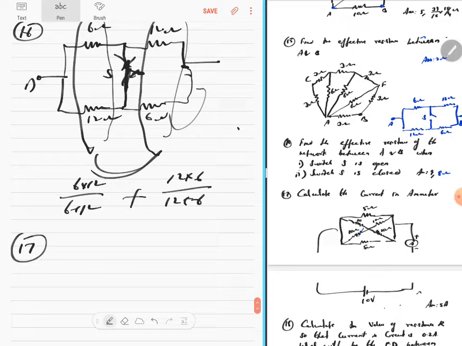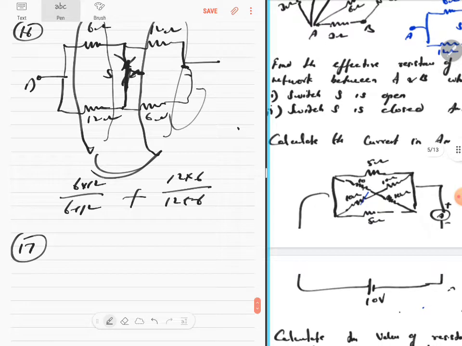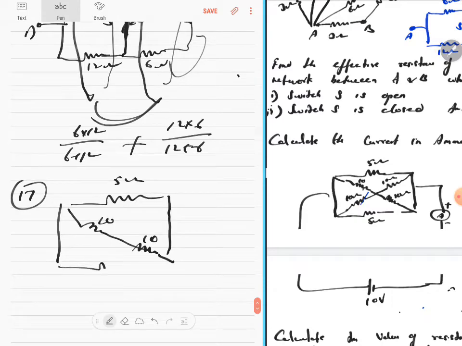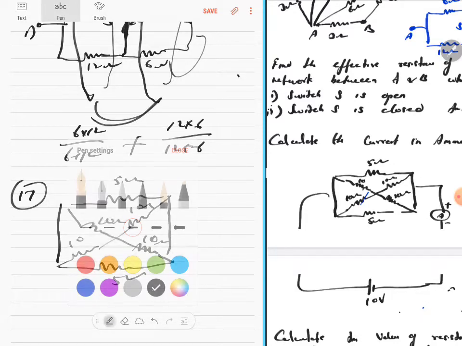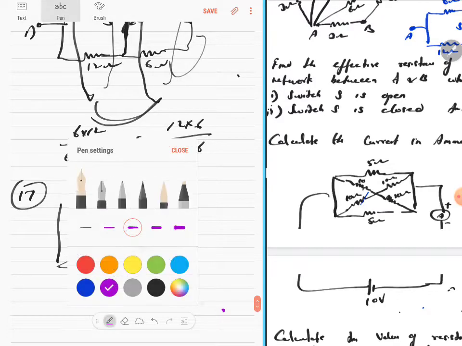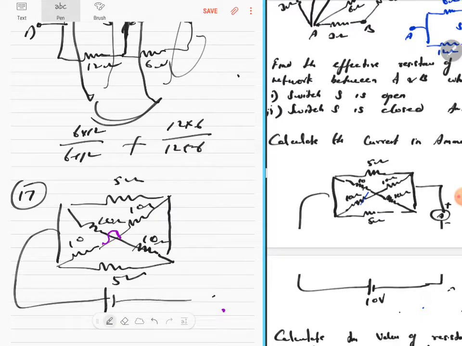So 17th question, you see this circuit is like this, a 5 ohms, a 10 ohms, again a 10 ohms, then 5 ohms, then a 10 ohms and a 10 ohms, correct? Can you see? Normally there will be a hook like this, there will be a hook here. Outside there is a 10 volts, and you can see it from the diagram, okay?